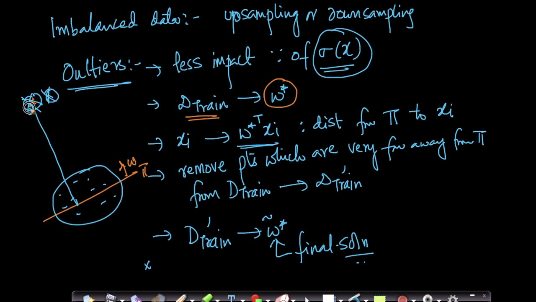I will just remove these points from my training data and keep only the rest of the points and recompute my hyperplane. Now my hyperplane will change slightly because these points would have pulled the hyperplane towards them slightly, right? When I remove them, my hyperplane will slightly adjust and I'll get a better hyperplane, which I'll call my final solution. This is one way of handling outliers in logistic regression. But of course, remember, the impact of outliers is less because of the sigmoid function.